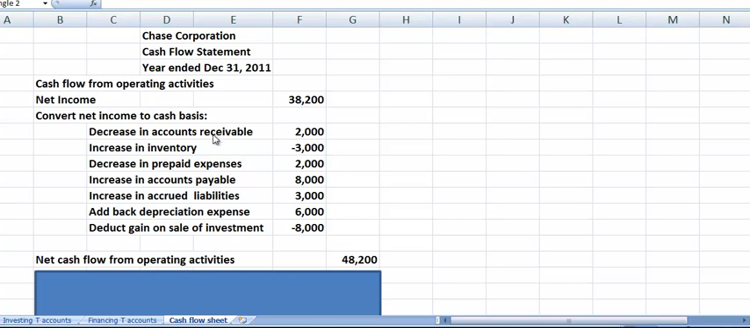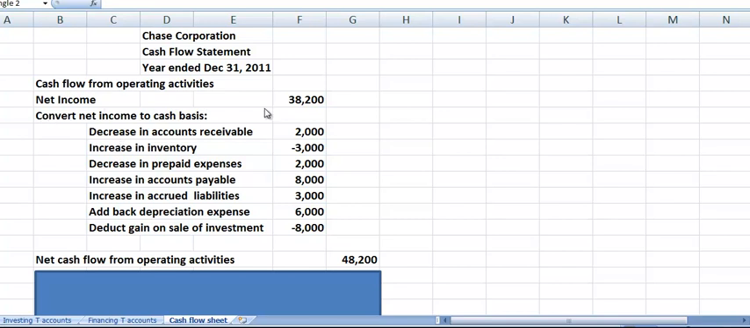So we know that when we decrease accounts receivable, what happens? It means we must have collected more in cash than we ever booked as credit sales. When we book credit sales, we affected sales revenue. We want to reflect it on the cash basis. So when accounts receivable decrease, we want to reflect the net increase in cash.